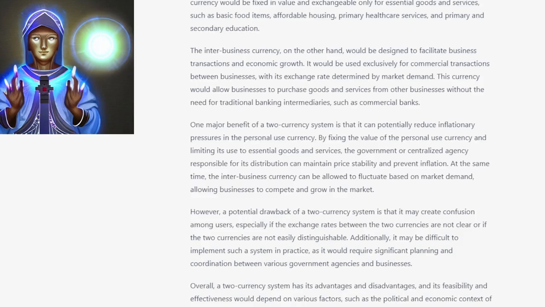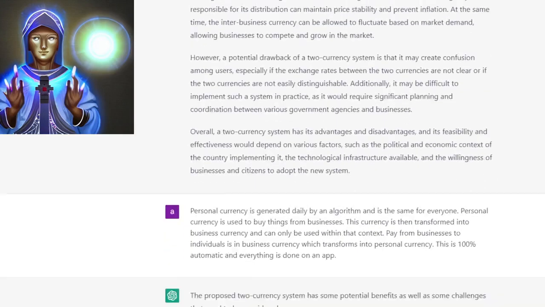However, a potential drawback of a two-currency system is that it may create confusion among users, especially if the exchange rates between the two currencies are not clear or if the two currencies are not easily distinguishable. Additionally, it may be difficult to implement such a system in practice, as it would require significant planning and coordination between various governments.